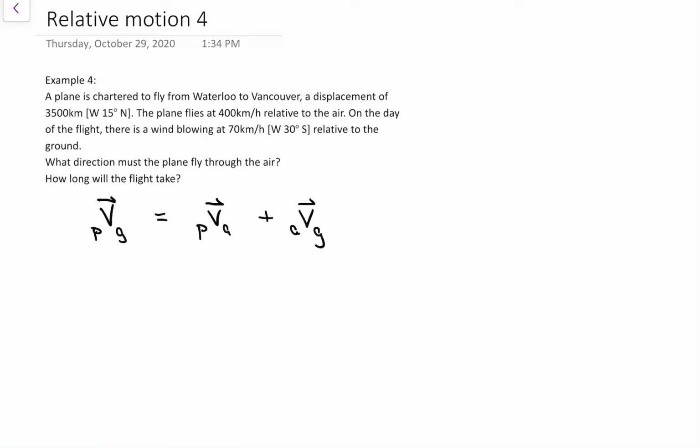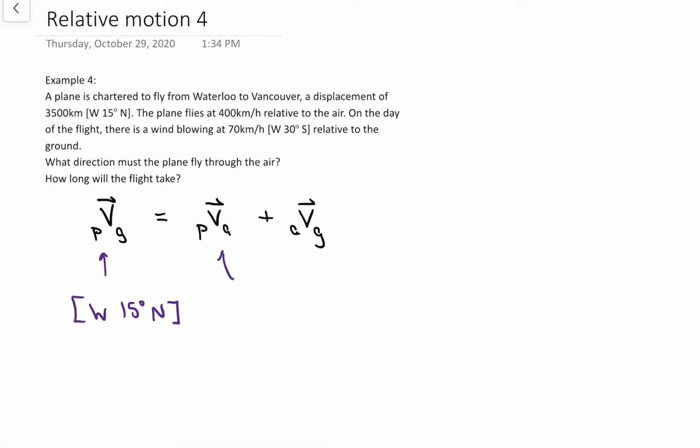In this particular question, I know that the plane relative to the ground has to end up being west 15 degrees north. Oops, that's a little bit messy. Let's see if we can do better there. The direction of this one is west 15 north. That's what we're paying the pilot to do. That's what the pilot's got to do for us.